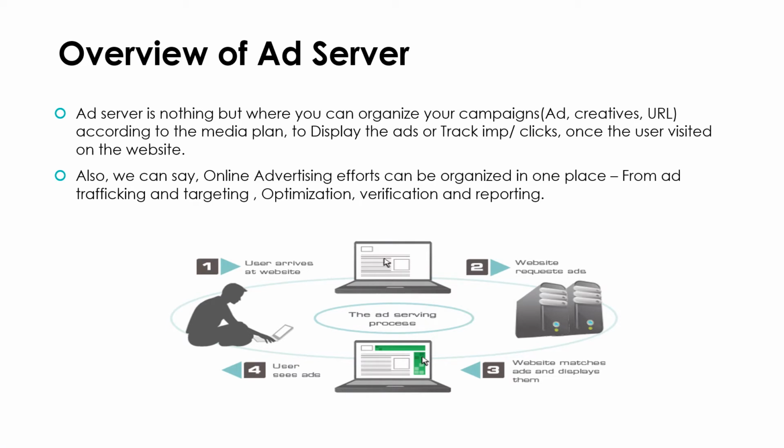This is the overview of ad server. Ad server is the place where you can organize your digital advertising campaigns, add creatives URL according to the media plan to display the ads or track impression clicks once the user visited the website. And here you can set up the campaign, traffic the ads, upload the creatives and set the click URL. And also, as we discussed, the campaign can be organized in one place. So it will be easy to analyze the data and report. So no need to ask for all the reports or tracking status from the publishers. We will be able to track everything in one place from our ad server.